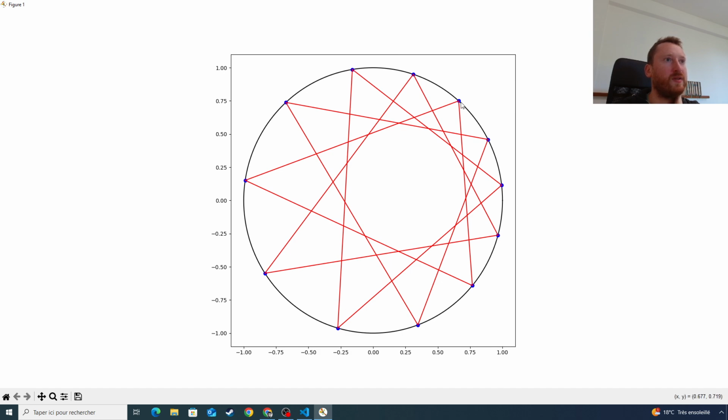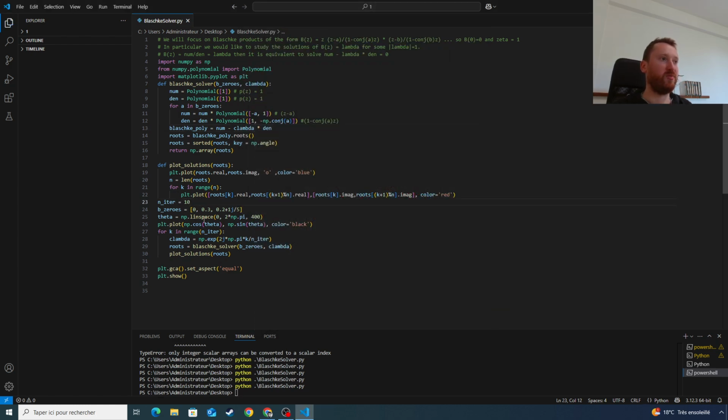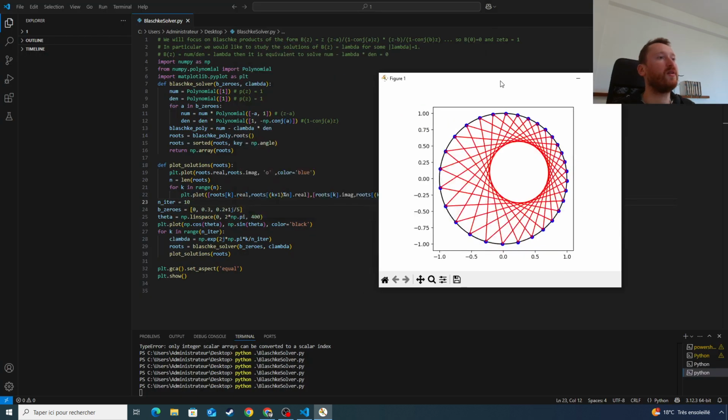So yeah, we get a funny picture. In fact, it's the union of 4 triangles. 1, 2, 3, 4. And they are all tangent to some curve. For now we don't know which curve, but okay. Let's put n iter equal 10, so we have more solutions. And we get something that looks like maybe a circle or an ellipse.